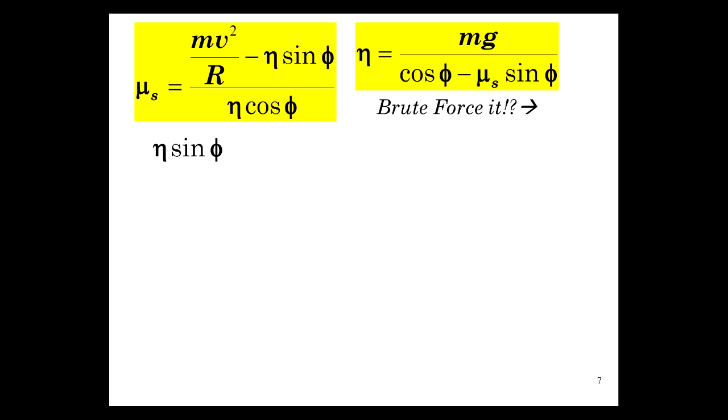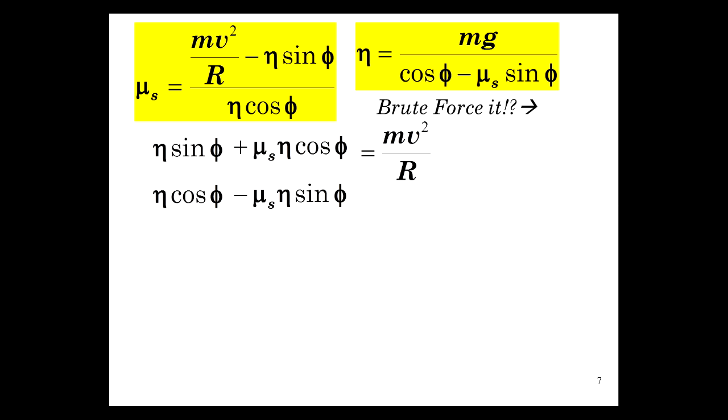So I'm going to look at n sine of phi plus mu s normal cosine of phi. So I brought this up here and brought this over here. So those two terms are on the left side, and that's mv squared over r. Okay, that's nice. On the other side, this thing, let's do n cosine of phi minus mu s normal sine of phi equals mg. So that falls out pretty nice.